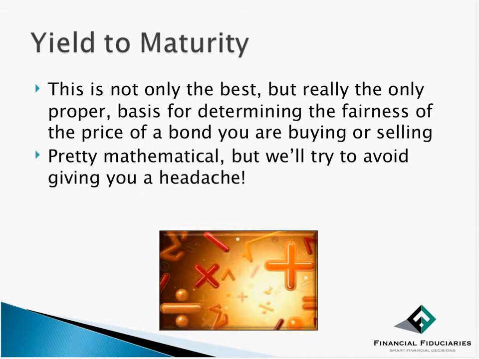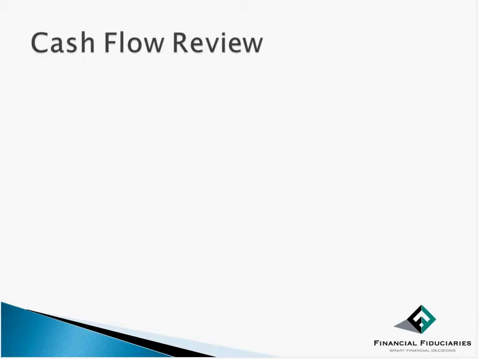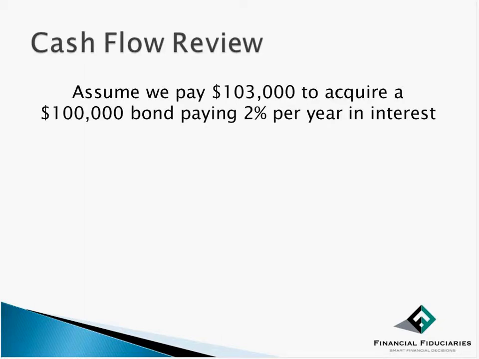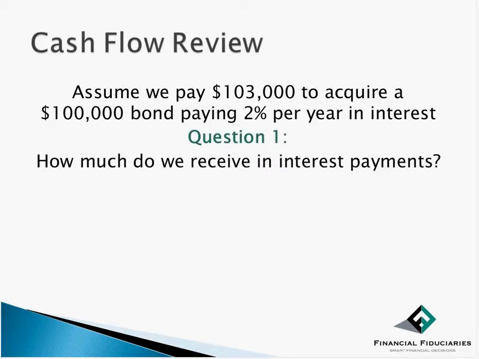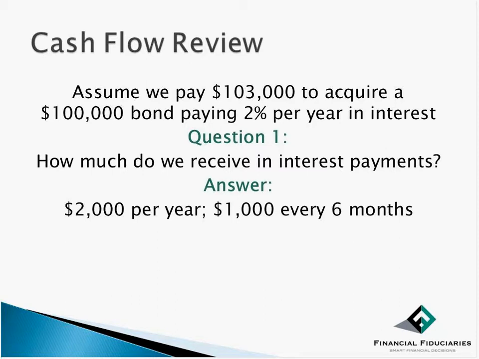It's a mathematical equation, so it makes some people's eyes glaze over, but we'll try to work through this and give you the sense of what it entails. First of all, let's review what happens with the actual cash flow on an investment like this. So let's say we're going to pay $103,000 to acquire this $100,000 bond, paying 2% per year. What is our cash flow on that situation? Well, we receive interest payments, but those interest payments are $2,000 per year, or $1,000 every 6 months.